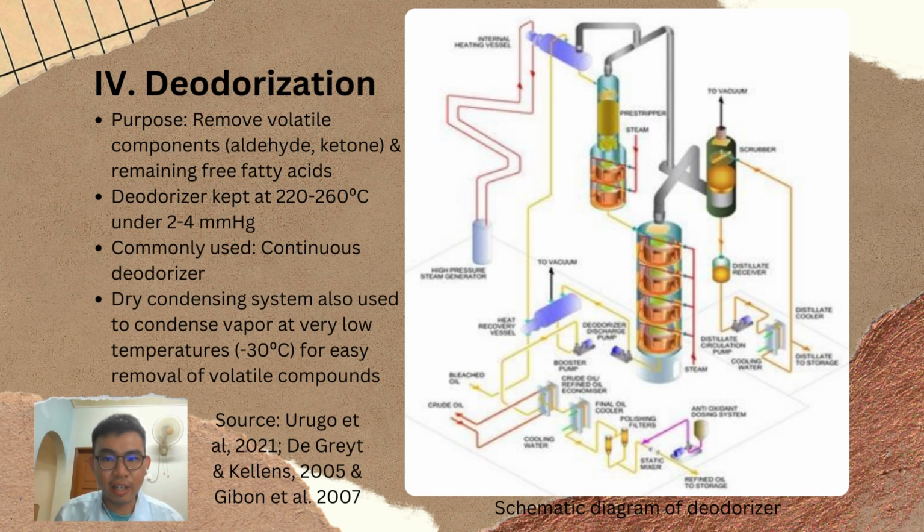Nowadays, current research shows that dry condensing systems can decrease the temperature rapidly for the volatile vapor for easy removal, by using ammonia to decrease the temperature to around negative 5 degrees Celsius.